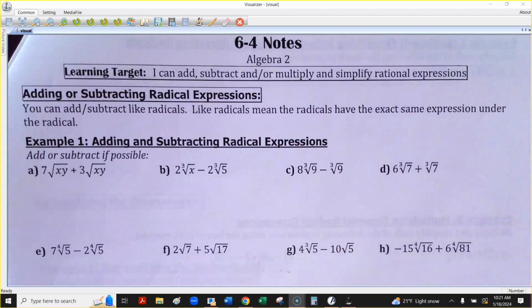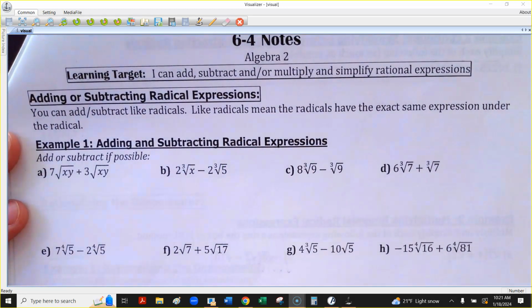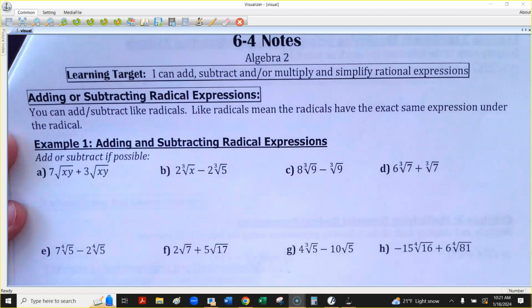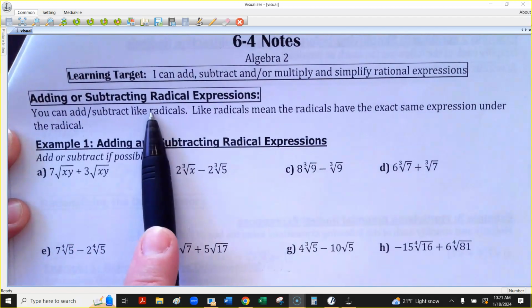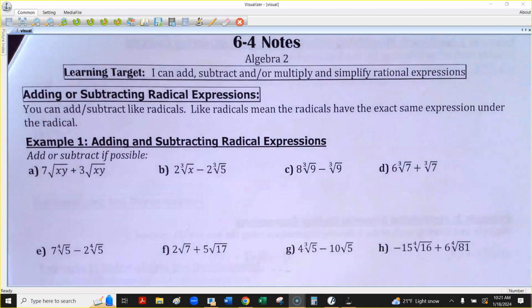Okay, so I just wrote the definition for you at the top. So we're going to add, subtract, maybe multiply a couple of these questions, see if we can simplify them at all. So it says you can add or subtract what we call like radicals. And then it says like radicals mean the radicals have exactly the same thing underneath.